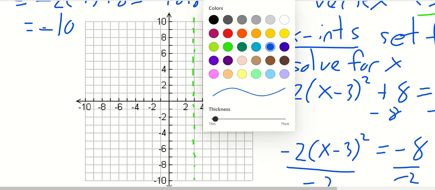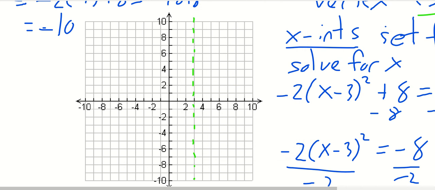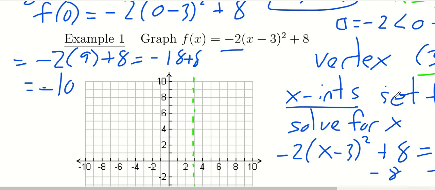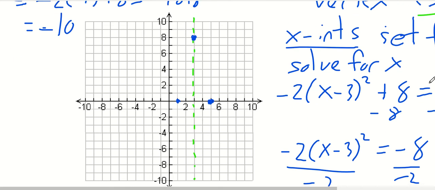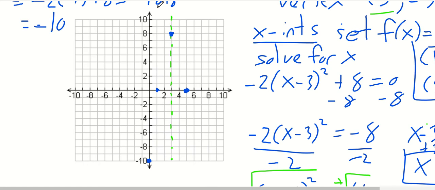Let's now go ahead and plot our points starting with the vertex. The vertex we said was at (3, 8). That's right here. We have x-intercepts of (1, 0) and (5, 0). And we also have a y-intercept of (0, negative 10), which would be right here. And now all we're going to do is go ahead and connect our dots, keeping in mind that the shape of this should be a parabola, so it's a curved shape.